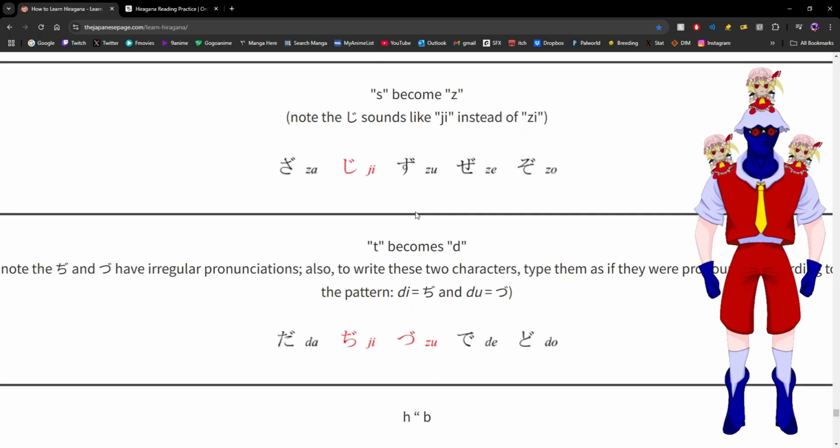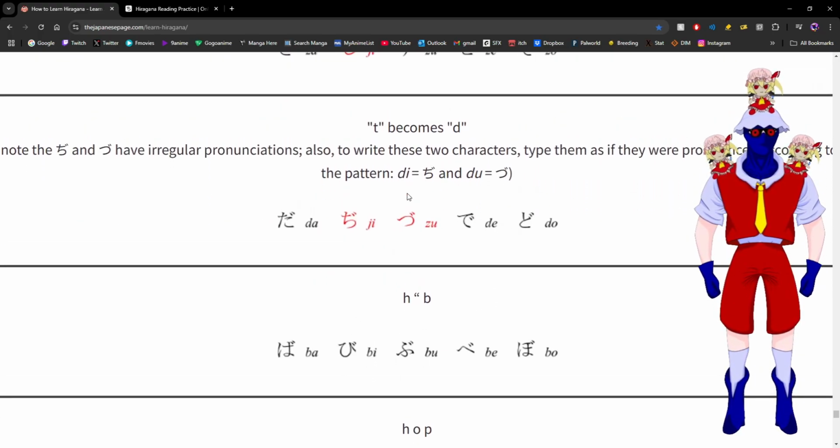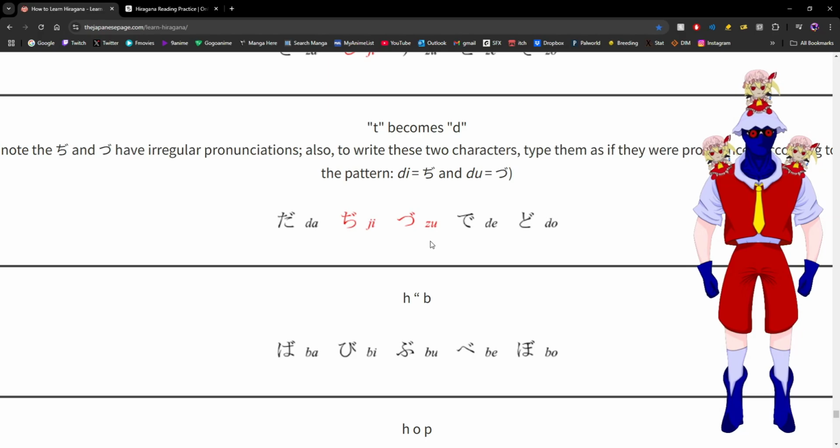And here we have za, ji, zu, ze, zo, and then the T becomes D, which is also kind of similar, especially if you're Indian. Indian people really do mix up T and D a lot. So if you're Indian, you're gonna love this rule. Okay, maybe you're not gonna love it.